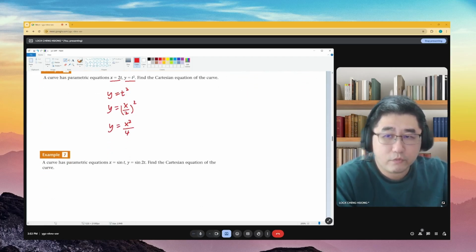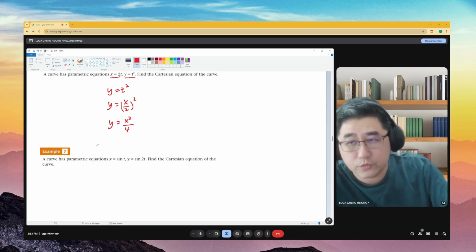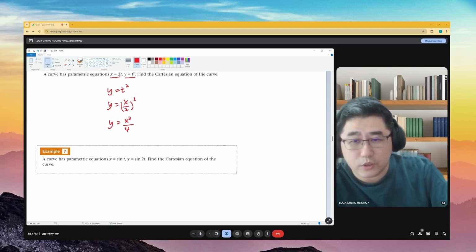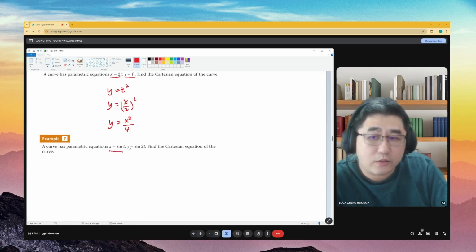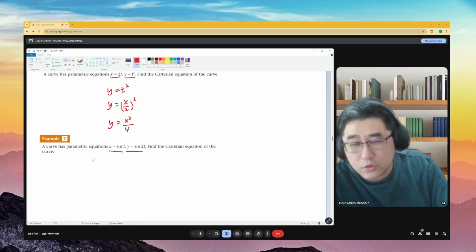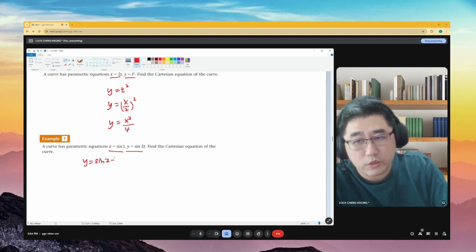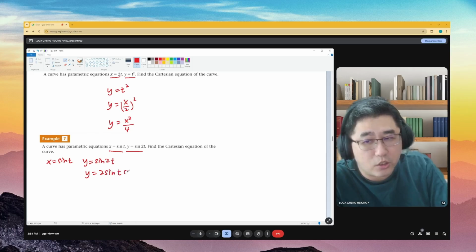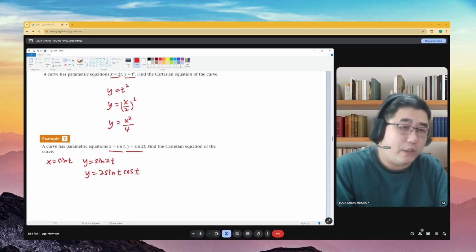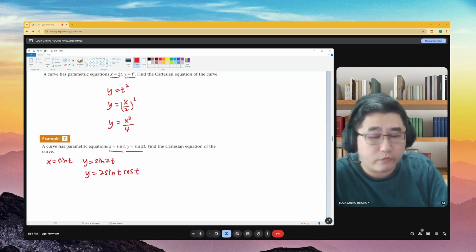You may have a difficult example. For example, example 7 up here. So you have x equals sine t, y equals sine 2t. So you will have y equals 2 sine t cos t. Again, here we expect students to know about the double angle formula.